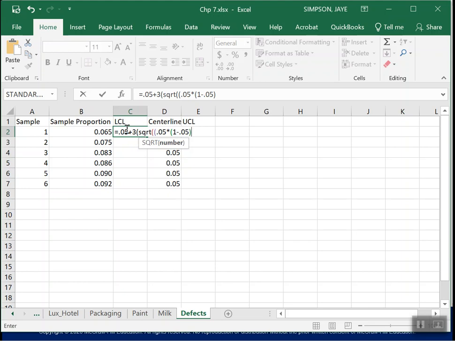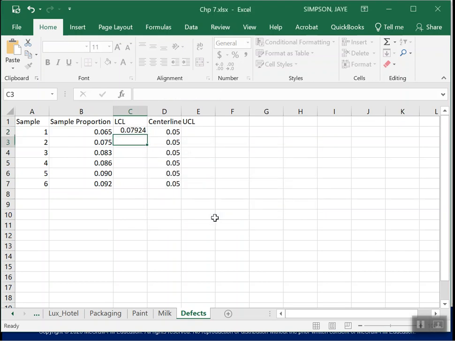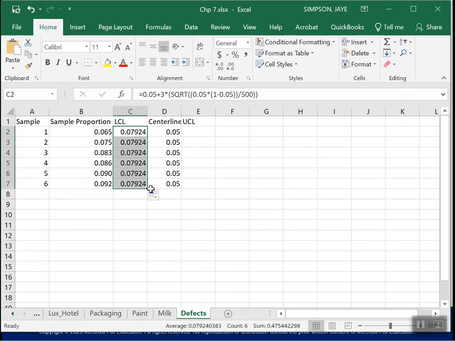close a second set of parentheses. Notice how they changed colors. So now I've closed the green and the purple parentheses. So I've closed the parentheses around the numerator. Divide by n, which is 500. I'm going to close those red parentheses, and now I'm going to close the black parentheses. And whew, I hope I've got all this formula in here correct. Let's see. Oh, it found a typo. Let me go ahead and accept their correction. And oh, look, we got 0.07924, which is exactly what we were hoping to get. So let's drag that all the way down.